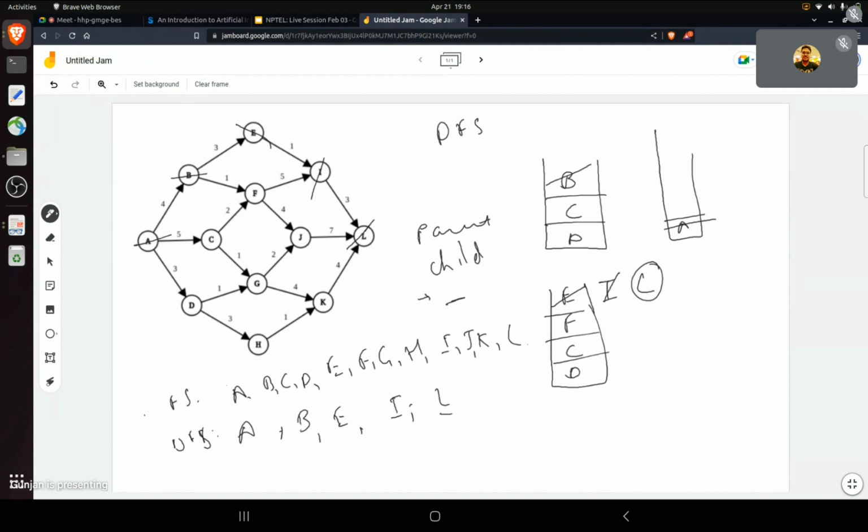Like, how did you come to L? Okay, I came through I. How did you reach I? Okay, I came through E. How did I come to E? I came through B. How did I come to B? I came to A. And then you just print this path. Okay, so this is the path.